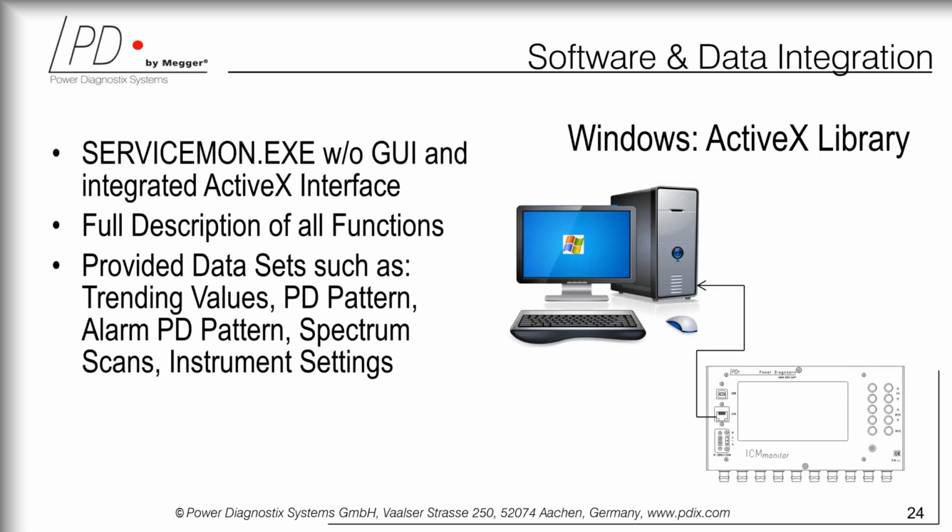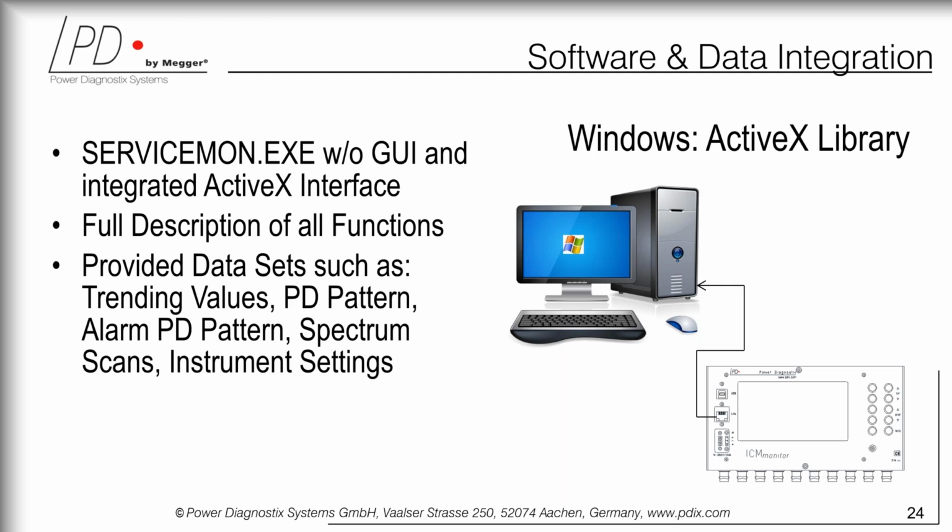This is a typical example where a computer, now of course shown in this majestic desktop manner, but of course nowadays laptops are very common, is connected to the LAN port of the ICM monitor. All the functions are possible in the software, and the trending values, the PD patterns, the PD alarms, the spectrum, all this information is visible to an operator, to an expert.